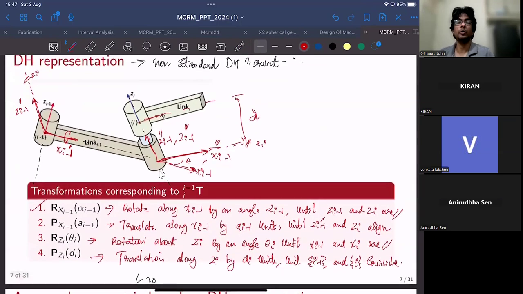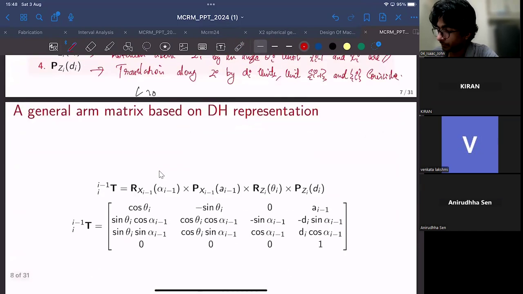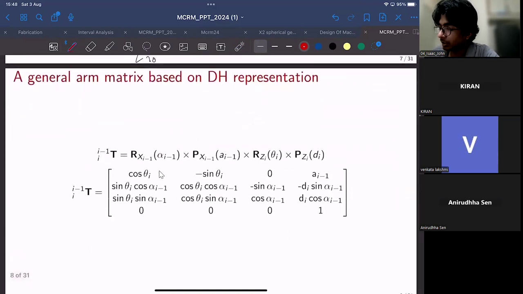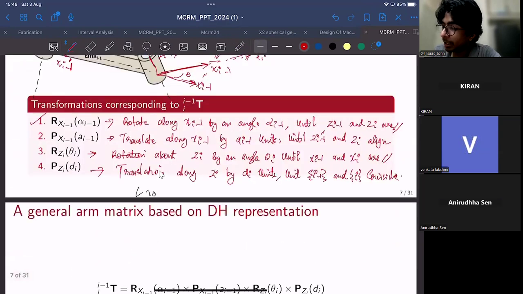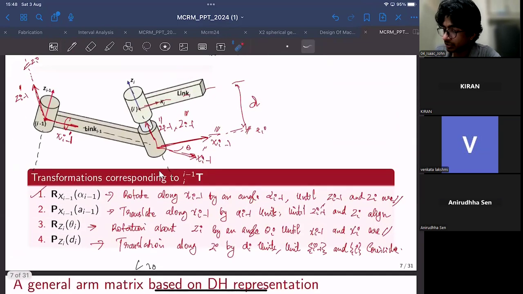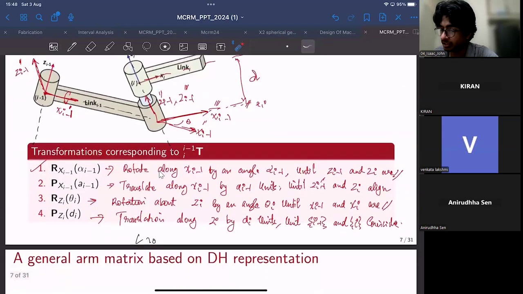So this is basically how you assign frames on individual links, and then how you transform or transmit information from one frame to the succeeding frame. The order in which you do this transformation also matters, because these are basically linear transformations, or matrix transformations. And as you can already recall, they are not at all commutative. So the order in which you do this transformation is of very high importance.